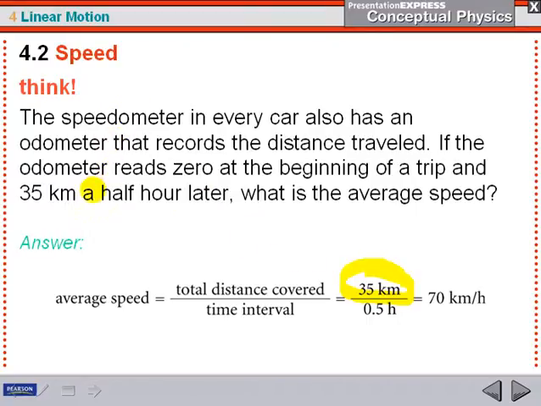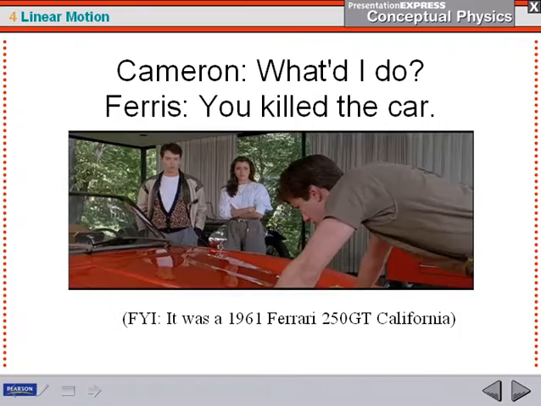And we're looking at half an hour. Now, there's a little trick here. Half an hour can be written as 0.5 of an hour. If you divide 35 kilometers by 0.5 of an hour, you get 70 kilometers per hour. That would be the average speed covered.